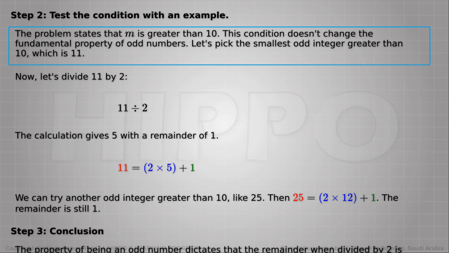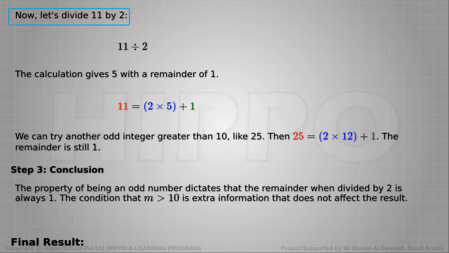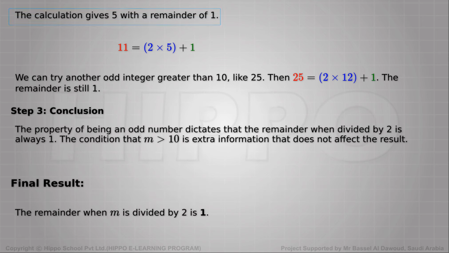That's right, it's 11. Now, let's perform the division as shown on the screen. We are going to divide our chosen number, 11, by 2. When we do the math, 11 divided by 2 is 5, with something left over. As the equation shows, we can write this as 11 equals, open parenthesis, 2 times 5, close parenthesis, plus 1. That plus 1 at the end is our remainder.